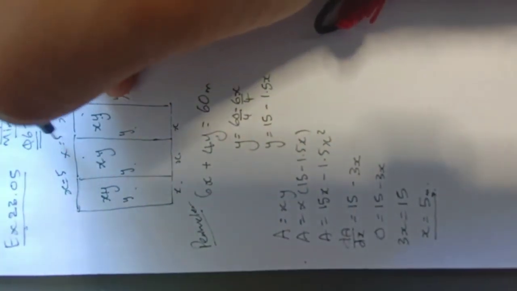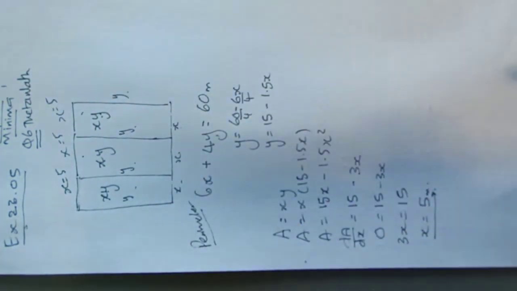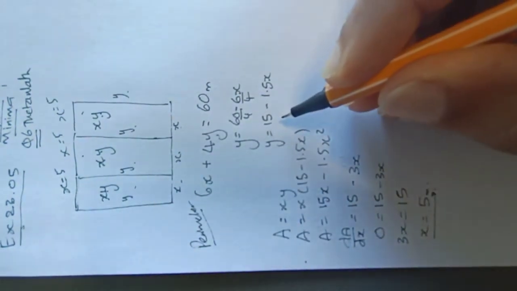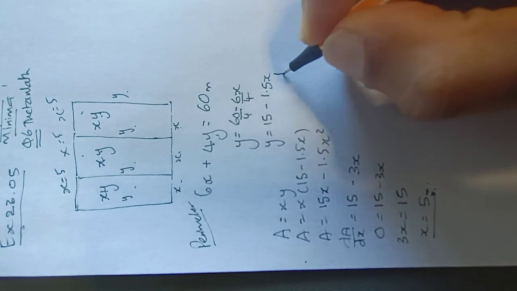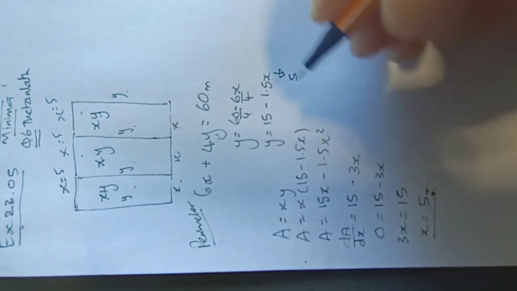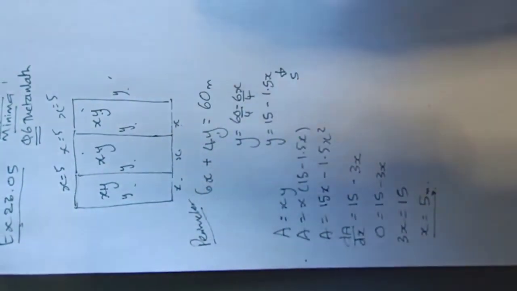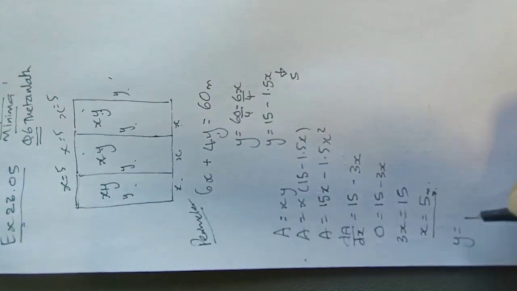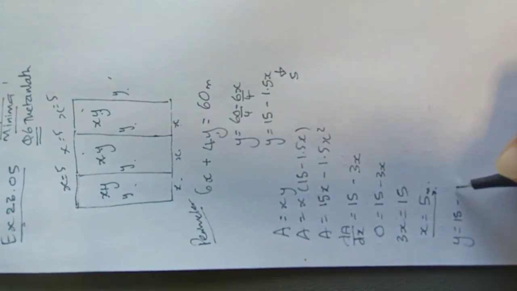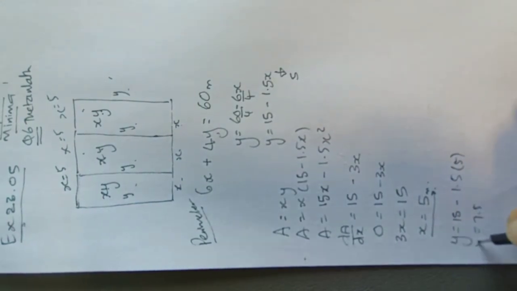So we know that if x is 5, we'll have a maximum area. Now we know what y is. y is 15 minus 1.5x. So if I substitute 5 in, I can get what y should be when it's a maximum. So y will equal 15 minus 1.5 times 5, which is 7.5 meters, which means that each of these will be 7.5 meters each.